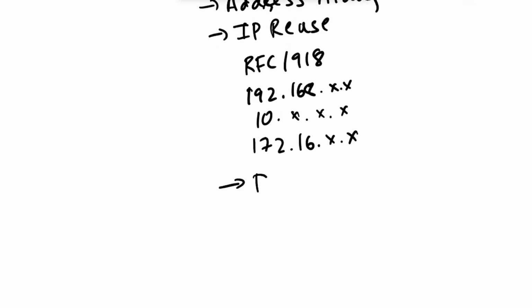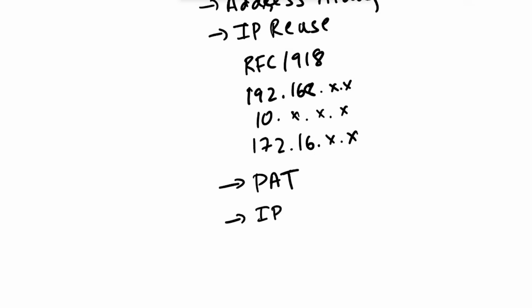Next is PAT, that is port address translation. A specific form of NAT called port address translation allows multiple devices within a private network to share a single public IP address by using different source port numbers for each connection. This enables many devices to access external resources simultaneously through a single public IP address.